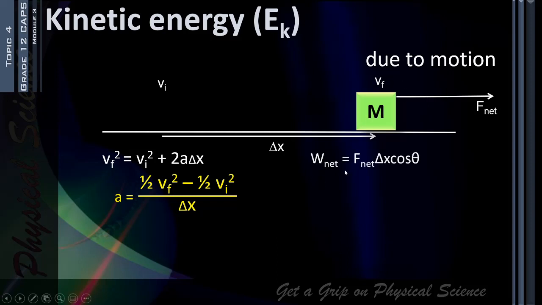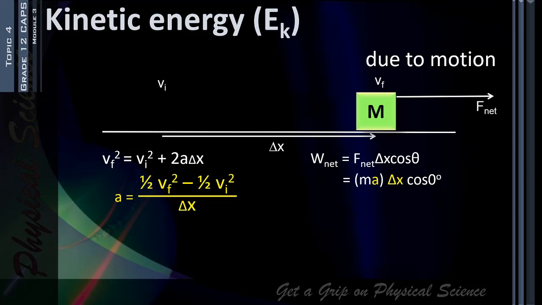The net work is equal to the net force applied to the object multiplied by the displacement of the object multiplied by the cos of the angle between the net force and the displacement of the object. And in grade 11 you learned that the net force is equal to the mass times the acceleration. That's Newton's second law. So we have that the net work done onto this object is the mass times the acceleration times its displacement times the cos of 0 degrees, because the net force and the displacement are both in the same direction.